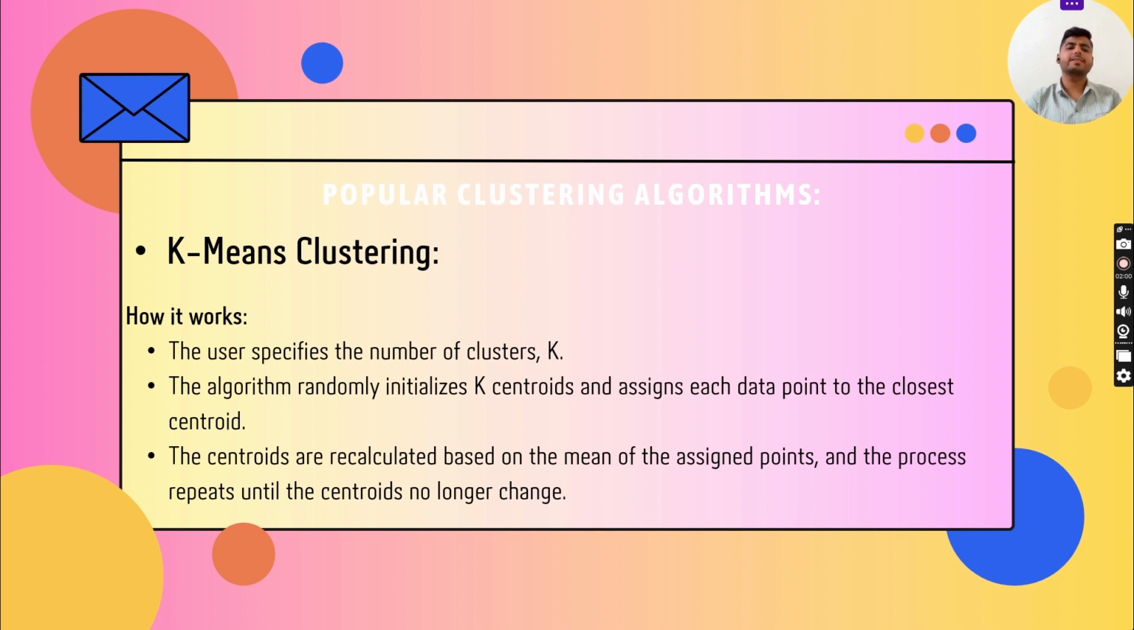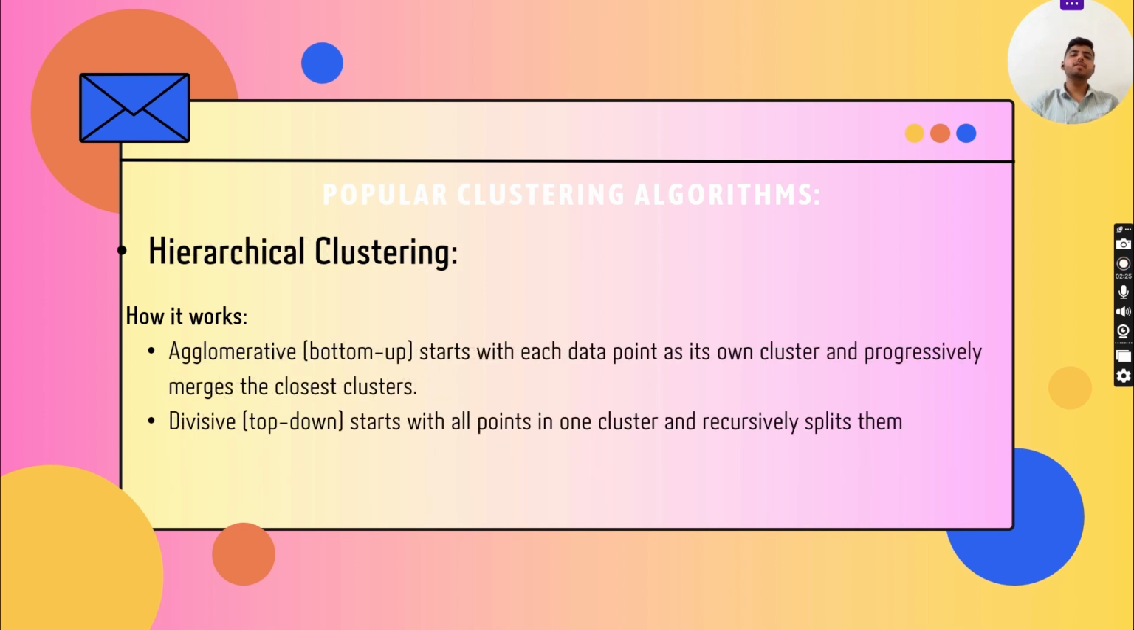Popular clustering algorithms are as follows. Firstly, we will see k-means clustering. How does it work? The user specifies the number of clusters, which is k. The algorithm randomly initializes k centroids and assigns each data point to the closest centroid. The centroids are recalculated based on the mean of the assigned points, and the process repeats until the centroids no longer change.